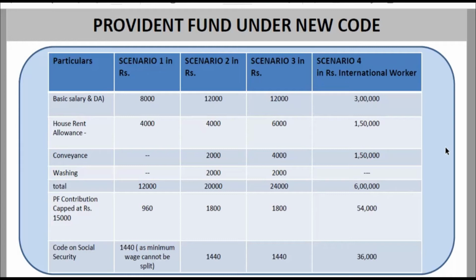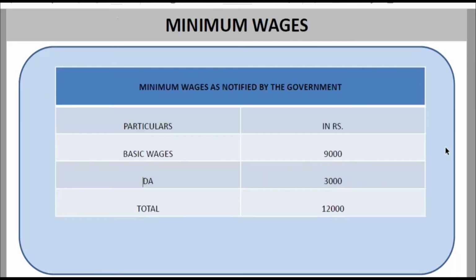Similarly, if you are dealing with an international worker, it will also be helpful to the organization. The contribution for the EPFO for the international worker has to be deducted on 50% of their total wages. However, as of now, it is on the full wages. But when these four codes are implemented, the contribution will be on the basic wage, which has to be 50% of their total wages.